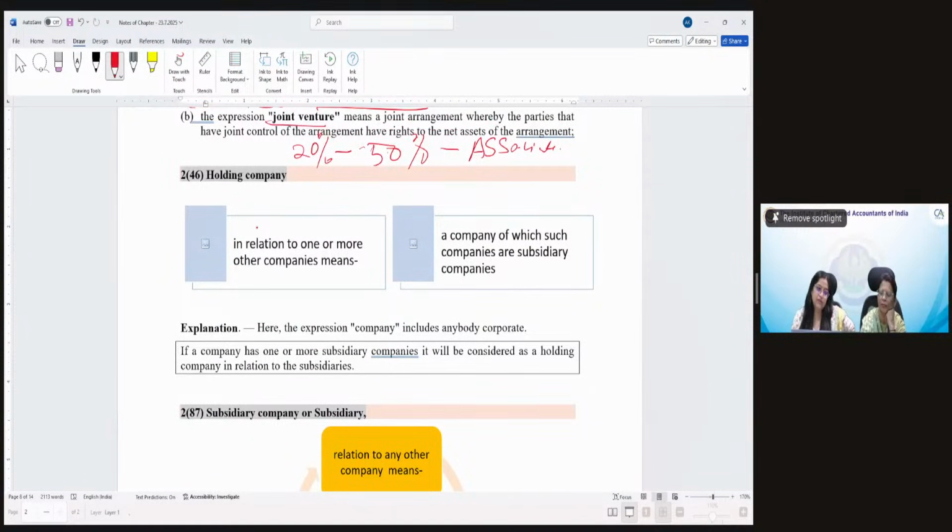Section 2, clause 46. That is your holding company. So now move on to the next important definitions, which is your holding company, and simultaneously we will also be dealing with the subsidiary company. So holding company, okay. Just remember one thing.